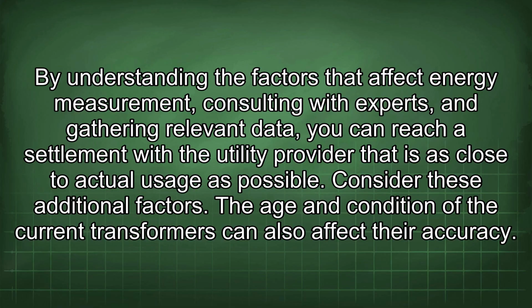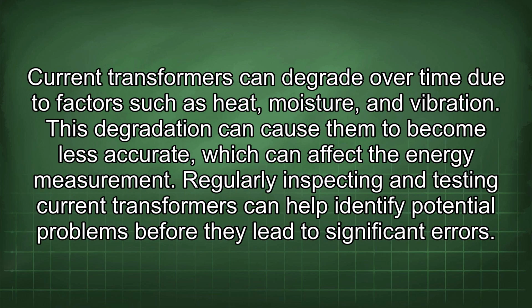Consider these additional factors. The age and condition of the current transformers can also affect their accuracy. Current transformers can degrade over time due to factors such as heat, moisture, and vibration. This degradation can cause them to become less accurate, which can affect the energy measurement. Regularly inspecting and testing current transformers can help identify potential problems before they lead to significant errors.